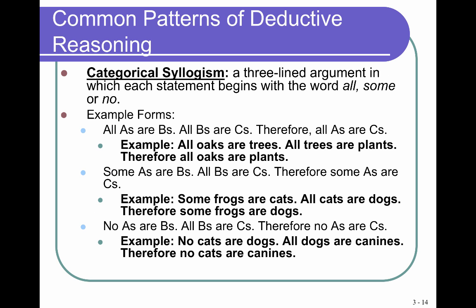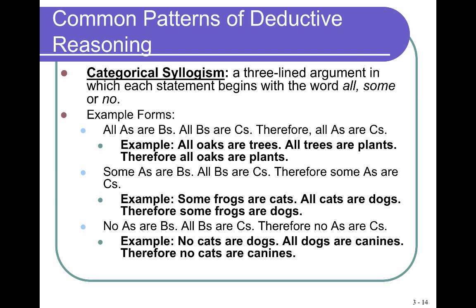The second pattern of deductive reasoning is the categorical syllogism. These also consist of two premises and a conclusion. In this case, however, they begin with the words all, some, or no. Basically, the argument has to do with putting things into categories.